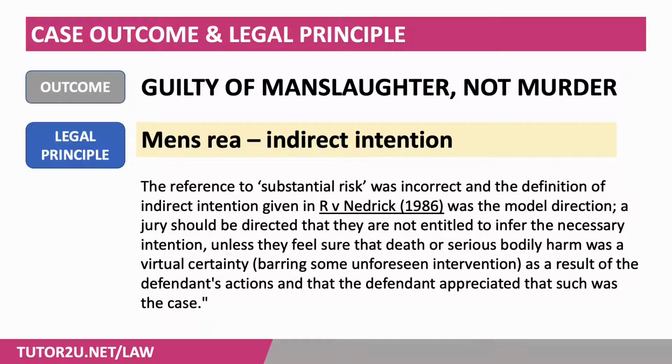A jury should be directed that they are not entitled to infer the necessary intention unless they feel sure that death or serious bodily harm was a virtual certainty, barring some unforeseen intervention, as a result of the defendant's actions, and, most importantly, establishing a subjective test that the defendant appreciated that such was the case. In exams, it is useful to think of this as a two-part test for consideration.